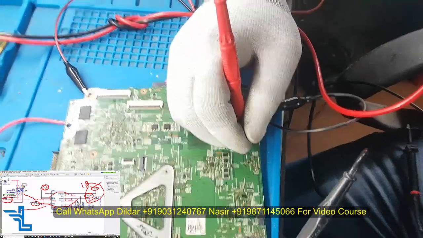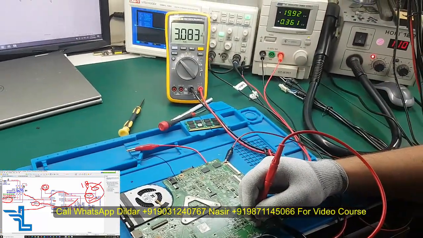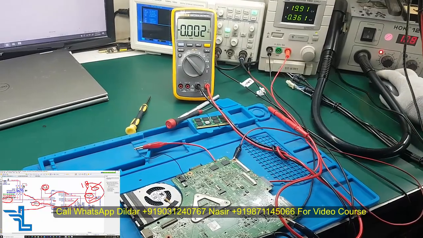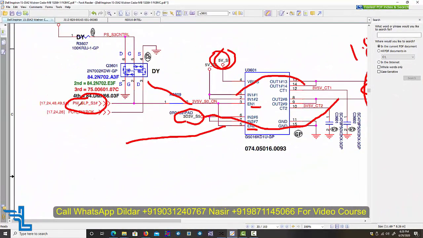SLP S3 is proper now, but can we say that SLP S3 is proper on this point? Because we are checking pin number 3 as I have shown you in the schematic. Now let's see once again. I am checking SLP S3 here, on this point, on this resistor.